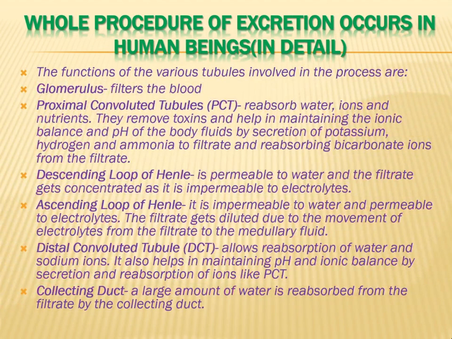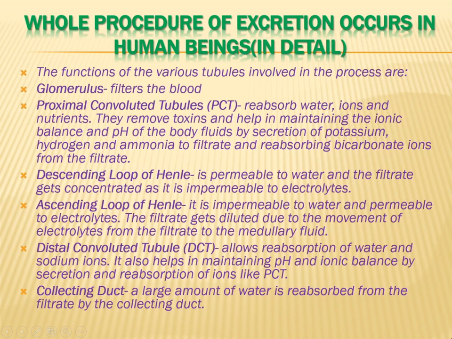So this is the whole procedure in human beings. In detail, we will be discussing it now. The functions of the various tubules: the glomerulus filters the blood, and then the proximal convoluted tubules reabsorb the water, ions and nutrients. They remove the toxins and help in maintaining the ionic balance and pH of the body fluids by secretion of potassium, hydrogen and ammonia, and by reabsorbing bicarbonate ions from the filtrate.